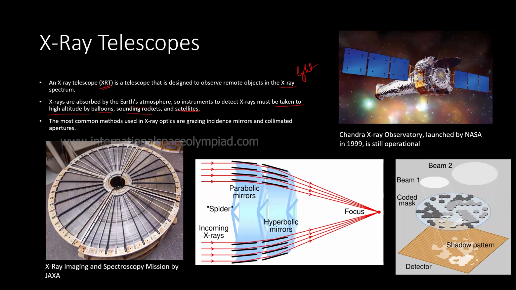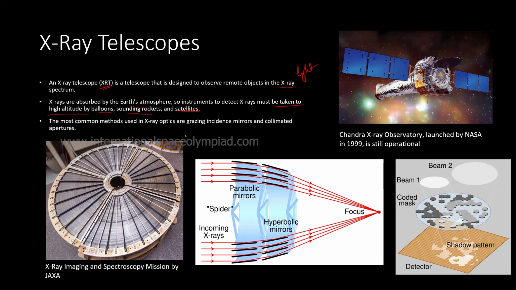But the problem is that, whether it is a balloon or a sounding rocket, it won't stay there for a long time, and we cannot actually properly orient it in whatever direction you need. So that is a problem. So satellites are the best option for X-ray telescopes.